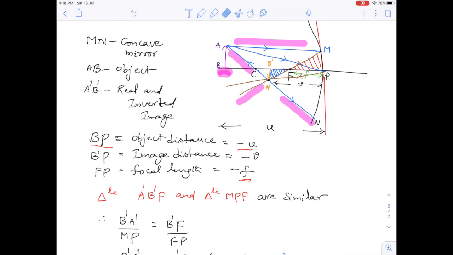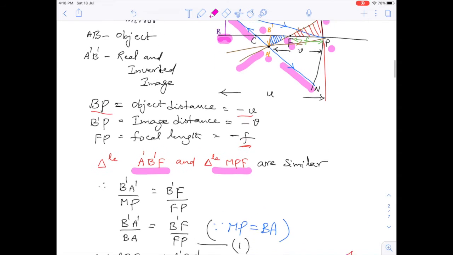Now look at the triangles. A dash B dash F, so this is the triangle, and then MPF, so this is another triangle.